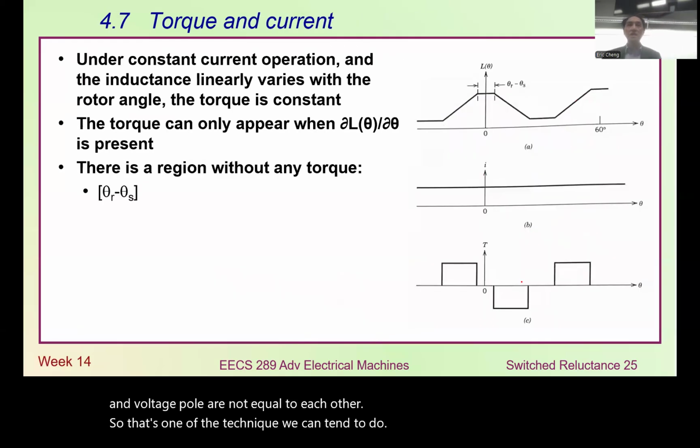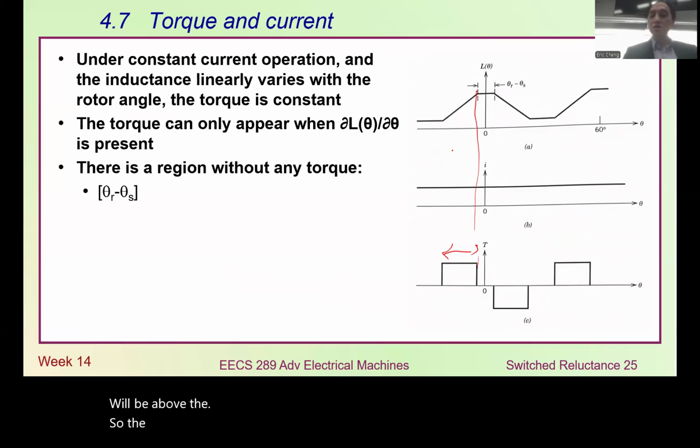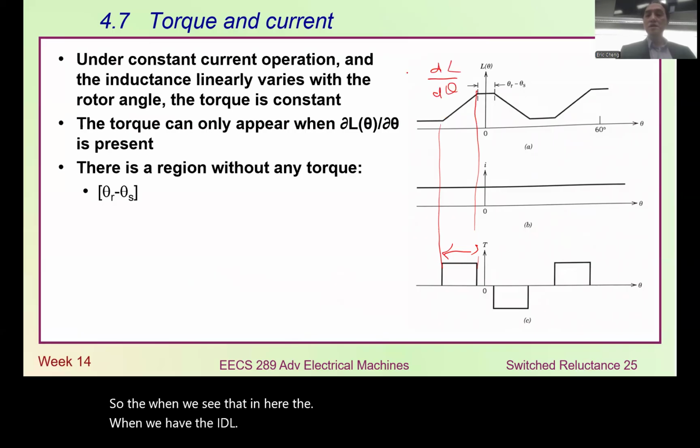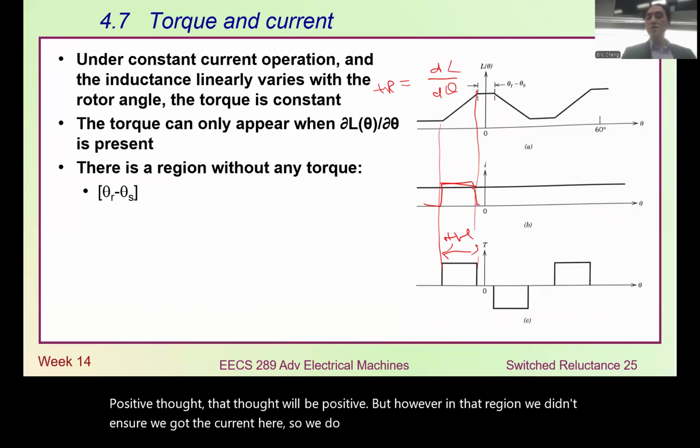Another thing we can see is about the current and the torque. So when we see that in here, when dL/dθ is positive, then we do have positive torque. However, in that region, we need to ensure we have the current here. So we do ensure the current here.